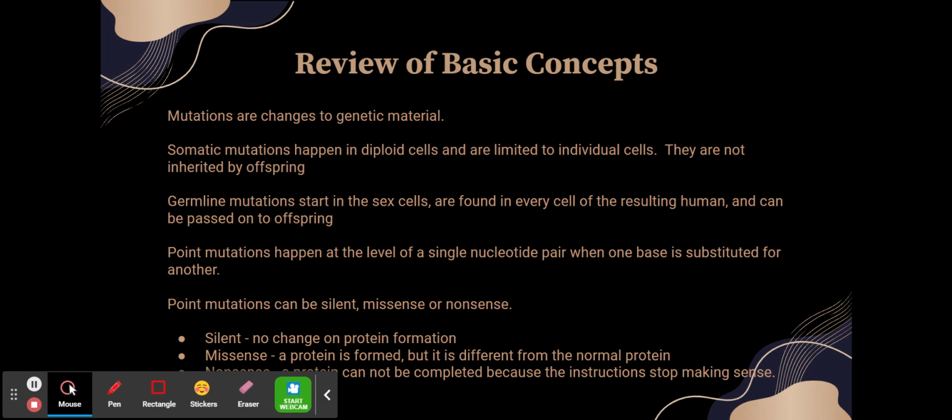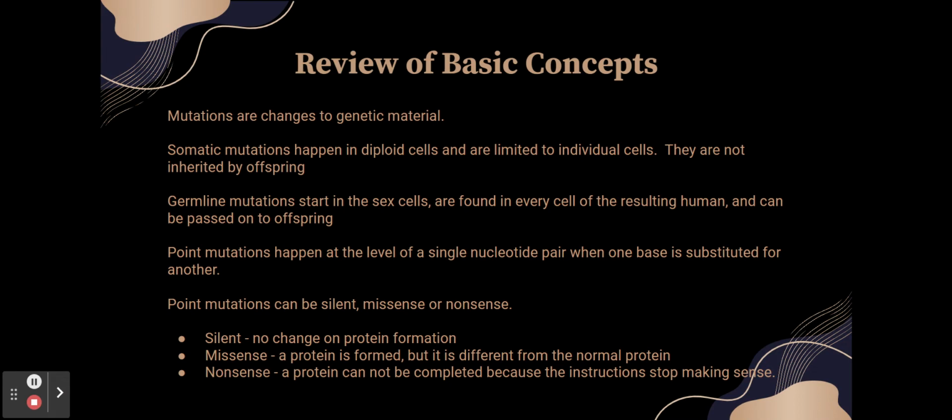Germline mutations start in the sex cells, and that can happen during meiosis 1 or 2, and they are found in every cell of an offspring. They are passed on through generations. They become heritable mutations. And we have some other terms, point mutations. Point mutations are like a single base, a single nucleotide pair. You substitute a thymine for an adenine, and now you have a different base pair. These are the ones we talked about in week 2.